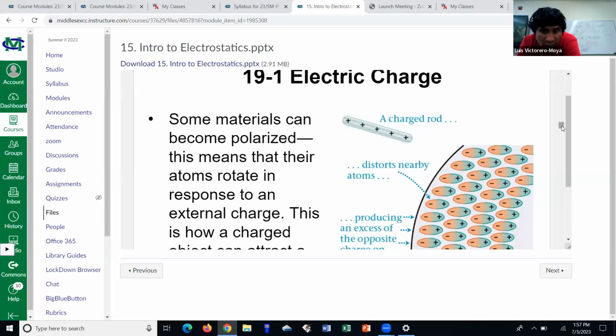Then you will see that the atoms are distorted, where the positive charge will be pushed away from it and the negative will be pulled towards a positive charged rod. And then later on, we can use this to charge objects by induction, without the use of direct contact, or conduction. All right.